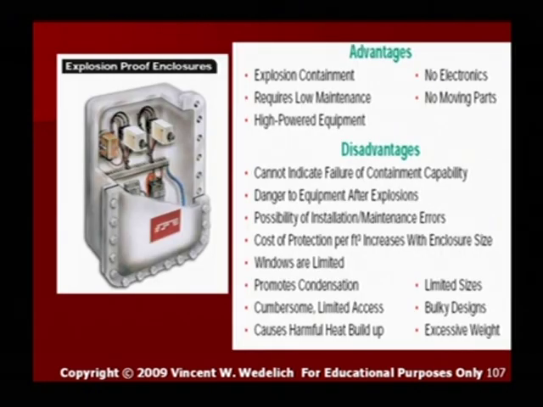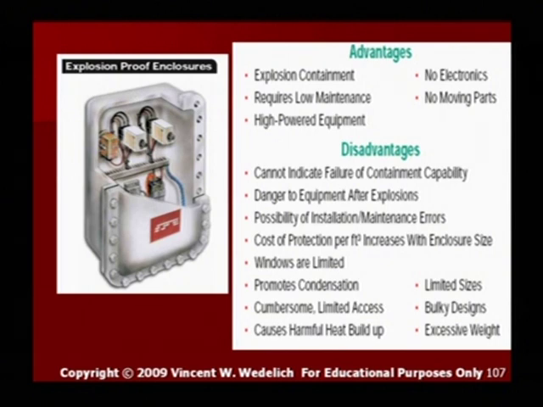So we're going to lead into a little bit more about the EXP, but let's just talk about this explosion-proof box. So here you have your actual large Crouse-Hinds box. It's a big, heavy-duty NEMA 7 box that has all the proper bolts on there, and inside that box are arcing and sparking devices such as relays, motor starters, etc. So the advantage is it contains the explosion and requires low maintenance. You can put high-powered equipment in there as long as it doesn't get the outside of the box over the auto-ignition temperature. It has no electronics, and it has no moving parts. So those are some good advantages.